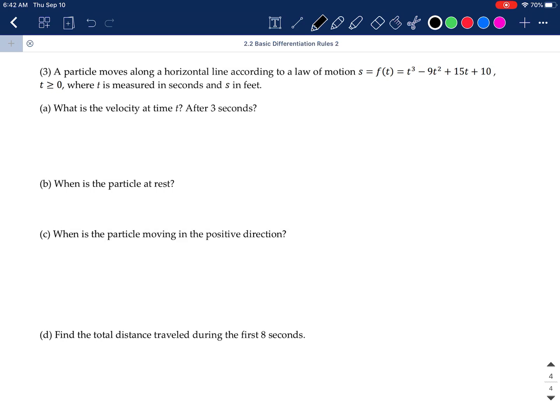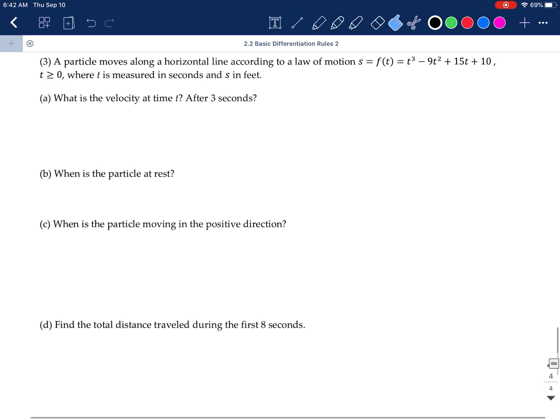So for number 3, this is actually an extremely common type of AP question that you're going to see involving derivatives. We're going to be given a position function, and we're going to calculate some things about the velocity, and then we're also going to calculate distance traveled.